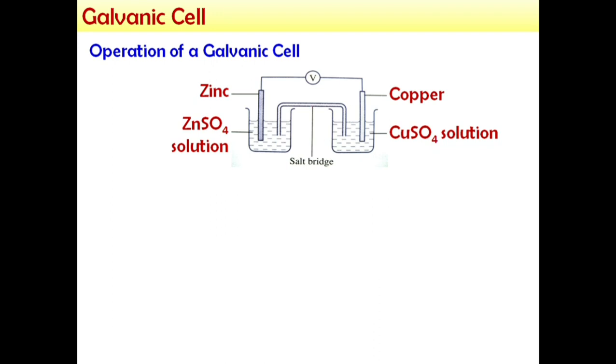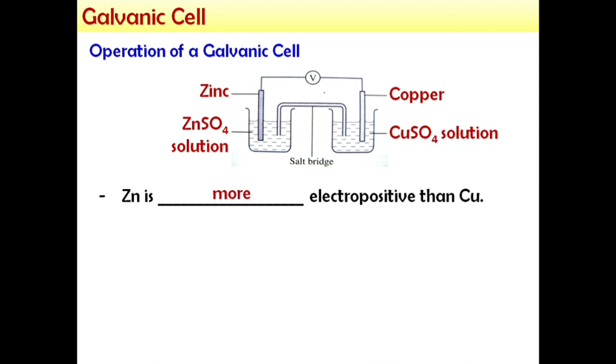In previous part 1, kita dah go through macam mana nak lukis. Jadi sekarang kita nak tengok apa sebenarnya yang berlaku di dalam galvanic cell ini. So we have zinc and copper as the electrode. So zinc is more electropositive than copper.